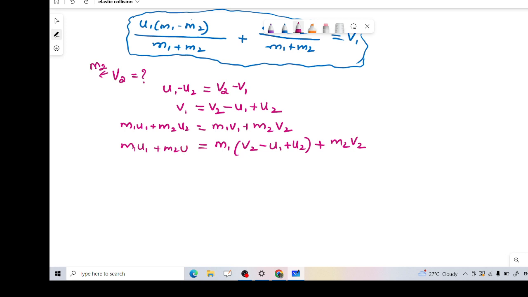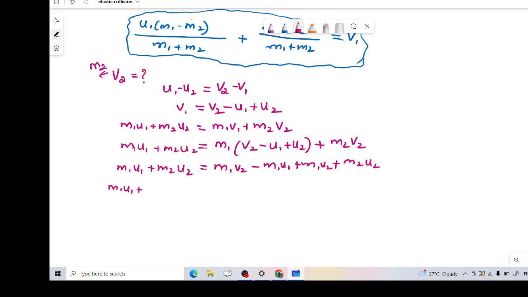So this is m2 u2. Now I will multiply this thing. So m1 v2 minus m1 u1 plus m1 u2 plus m2 u2, and this will become m1 u1 plus m2 u2. So now I will interchange the terms. I want v2, so I am keeping v2 on the RHS, and the other terms I am sending to the LHS.